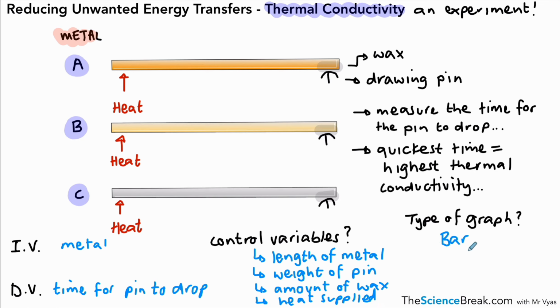And in terms of the type of graph, well, it's going to be a bar graph, and the reason for that is that the independent variable is a metal. It's not measured by numbers, so we call that a categoric variable. So we would have a bar chart. The metal would be along the bottom, and along the side we would have the time taken for the pin to drop, and we would have various lengths of bars on our bar chart.